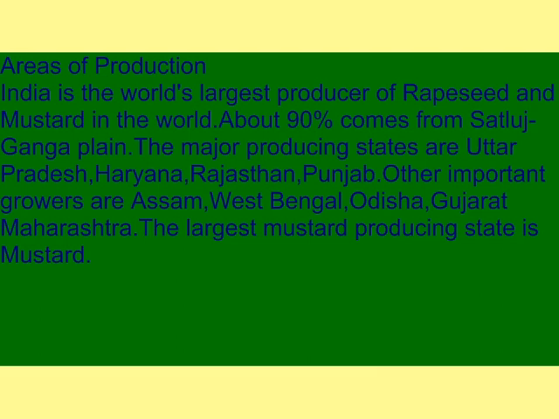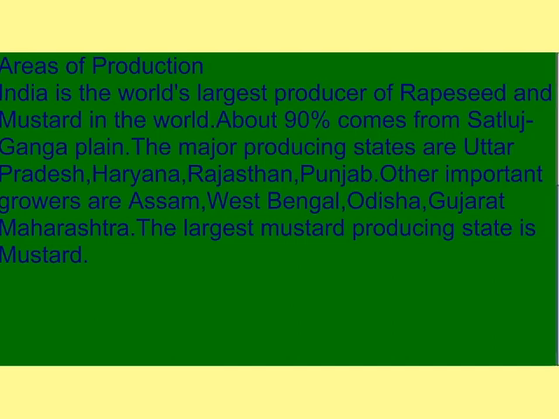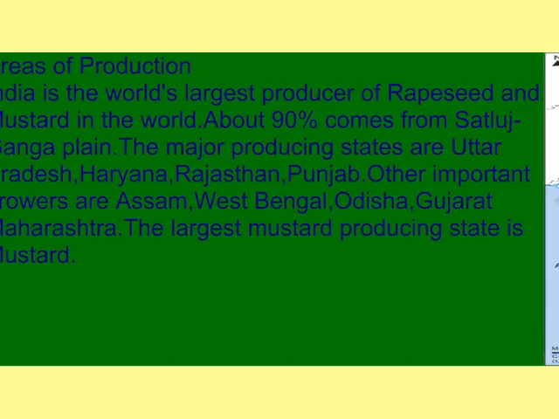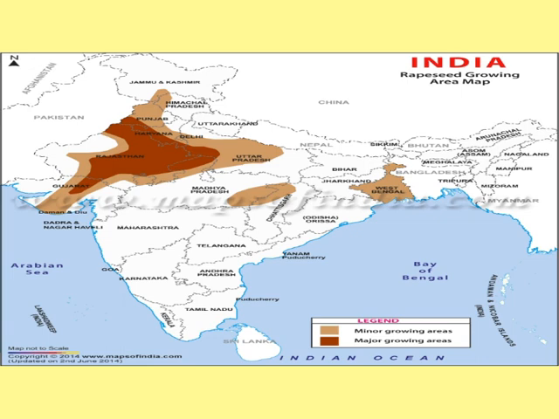The largest mustard producing state is, if you can just see here, yes, the largest mustard producing state is basically Uttar Pradesh. Okay, please make a slight correction here. The largest mustard producing state is Uttar Pradesh. So we can just have a look at the regions where we have mustard and rapeseed grown in our country. So please keep that in mind. The last portion, please make a correction. The largest mustard producing state is basically Uttar Pradesh.